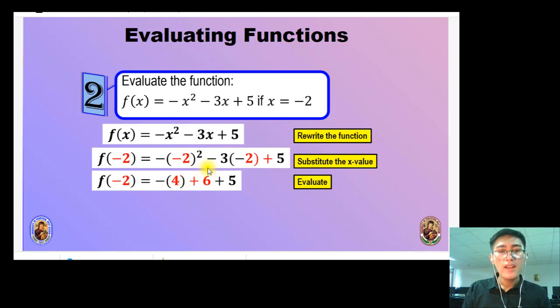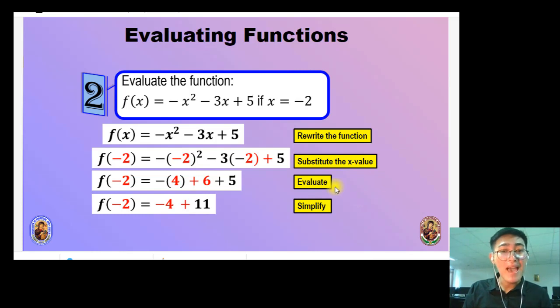Next here, negative 3 multiplied by negative 2 equals positive 6. And let us just bring down positive 5. Okay. Next, negative times positive 4. What will be the answer? That would be negative 4 plus 11. Where did we get 11 or positive 11? Adding positive 6 and positive 5 together, and we will get the sum positive 11.